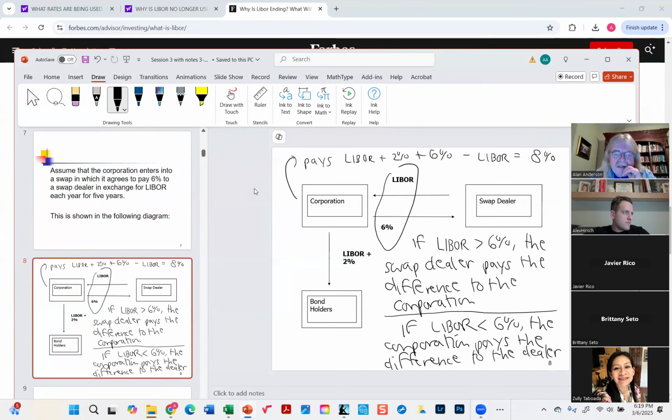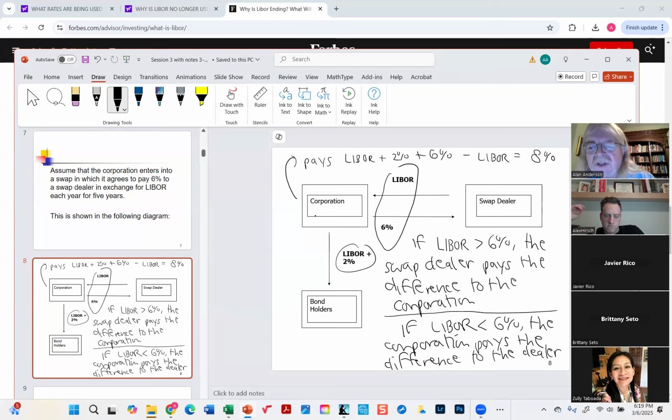now here's the graph. Okay. Now this is a sketch that shows the cash flows. The corporation, down here, this arrow shows us that they're paying LIBOR plus 2 to the bondholders. Now, the bondholders are not being affected by this. They're going to receive their LIBOR plus 2 coupon no matter what. What's changing is how much of that is coming out of the corporation's pocket and how much is coming out of the swap dealer's pocket. So here's the agreement.